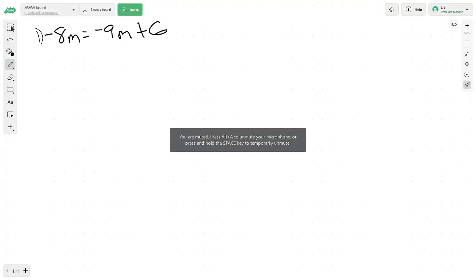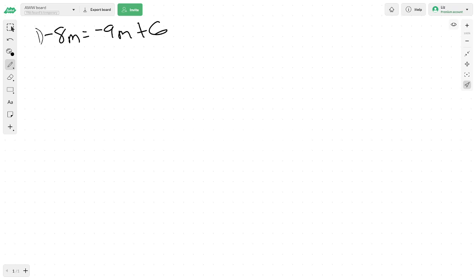This video is us working through the questions on the mini quiz review. So let's start with question number 1. Negative 8m equals negative 9m plus 6. So I'm going to add 9m to both sides to get all the m's together. And that gives me m equals 6. And that's all you have to do for number 1.